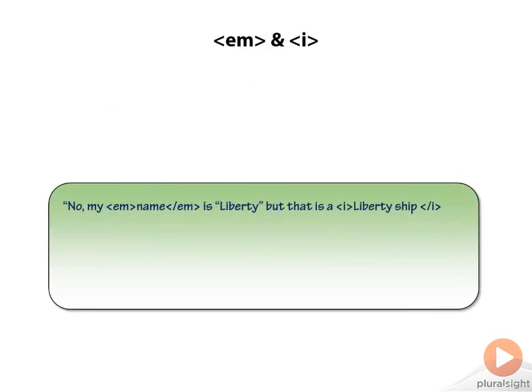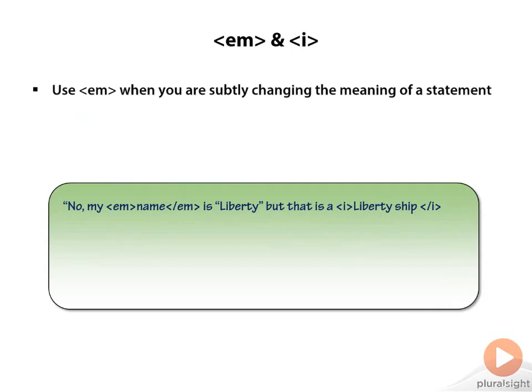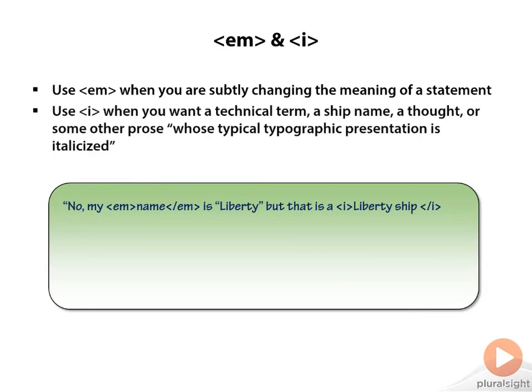A subtle distinction has been introduced between the EM and I tag, where the EM tag is used when you're subtly changing the meaning of a statement. The I tag is used for technical terms and ship names and other text, to quote the spec, whose typical typographic presentation is italicized. And so in this example, you might read it as, no, my name is Liberty, but that's a Liberty ship.